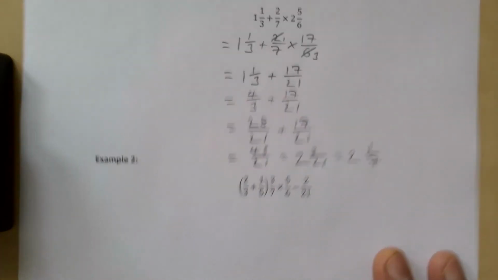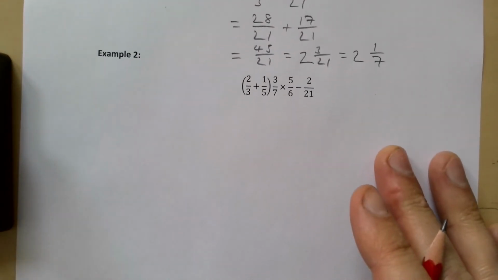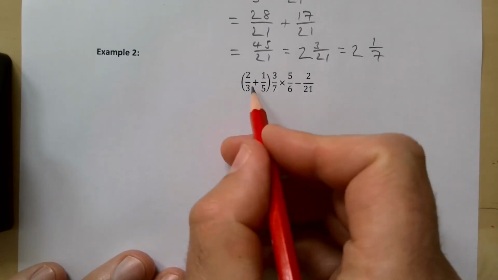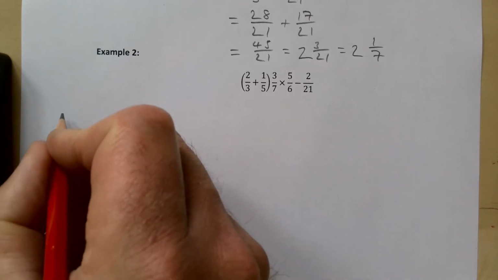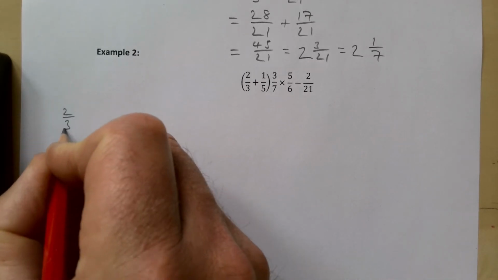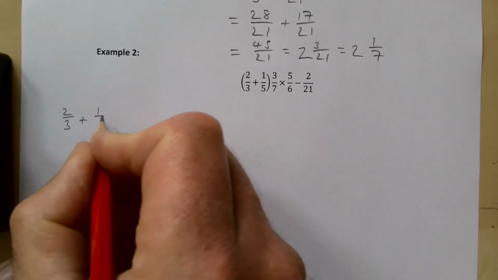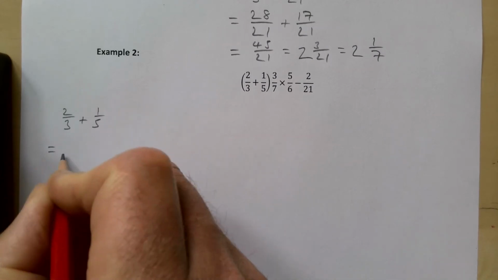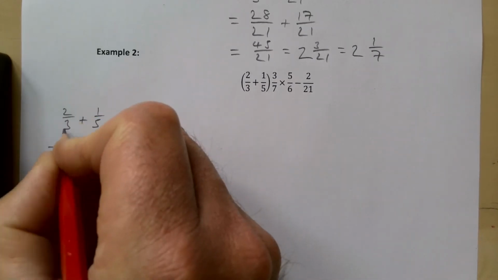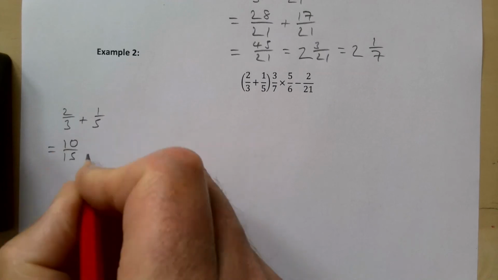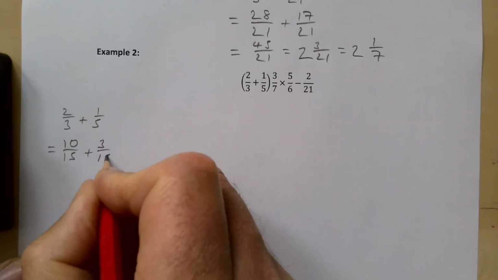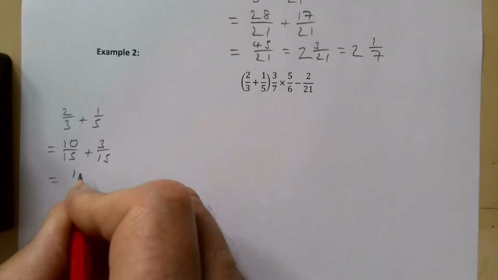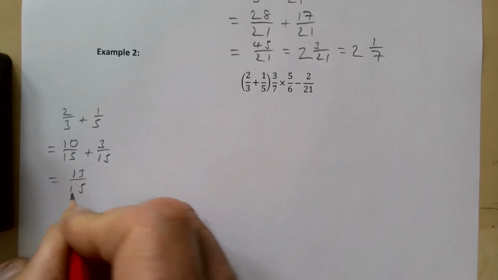A bit more work required then for the second one. I think most people see the first thing we need to do then is the brackets. I'm just going to do this over to the side. This is maybe a bit rogue, but hopefully you'll forgive me. So I want to do 2/3 plus 1/5. Common denominator is going to be 15. Times top and bottom by 5, so that'll be 10 over 15. Times top and bottom by 3, which is 3 over 15, and that gives me 13 over 15.